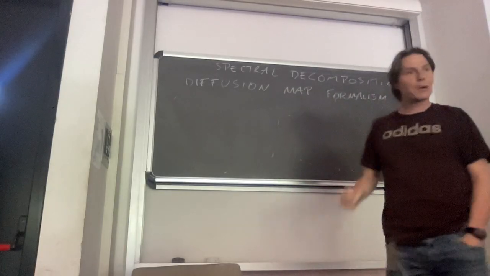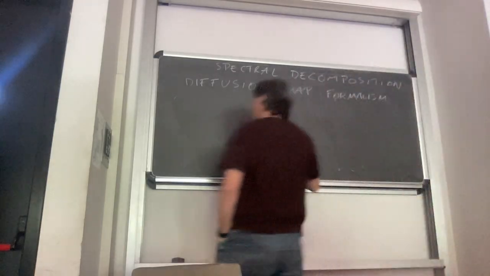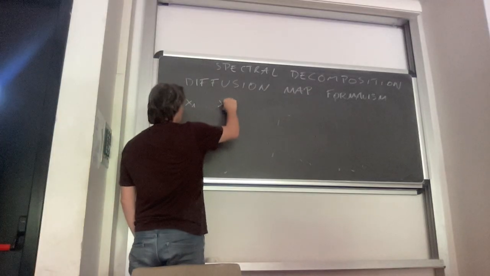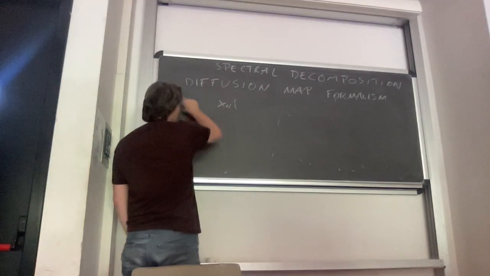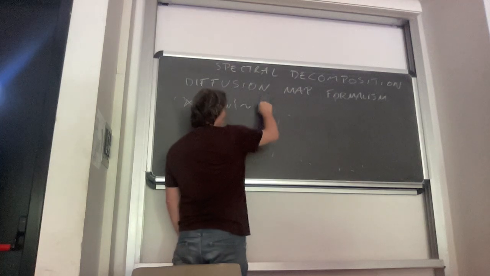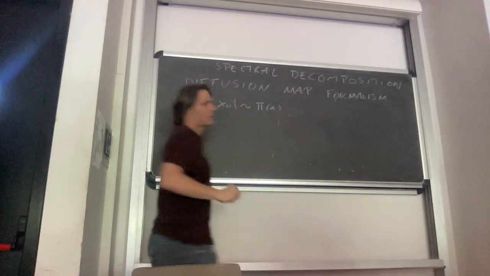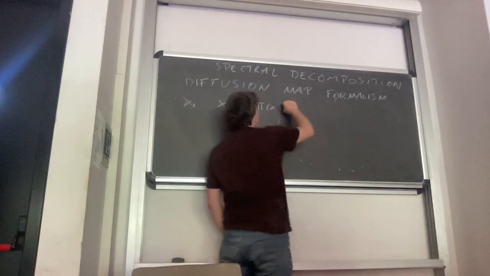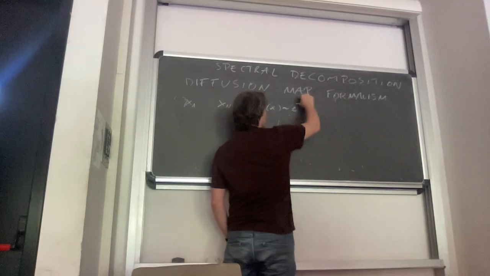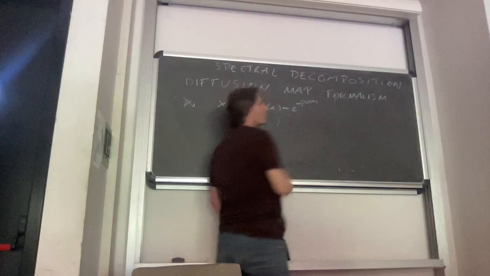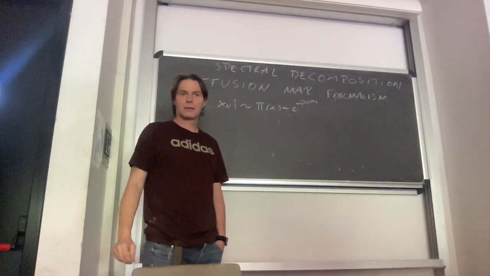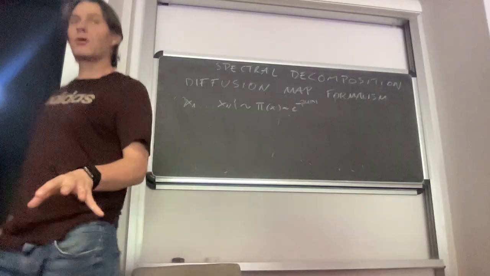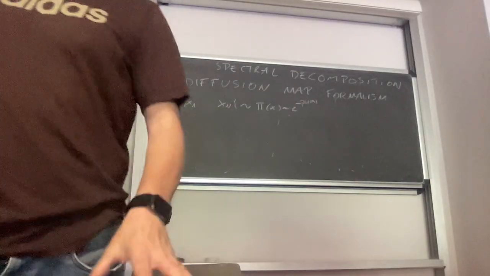What is the diffusion map? It is the following problem. You have a set of points x1, ..., xn that are drawn from some equilibrium distribution pi of x. And we know pi of x is in fact the Gibbs distribution. Okay? So I must have been able to generate and sample the Boltzmann distribution.